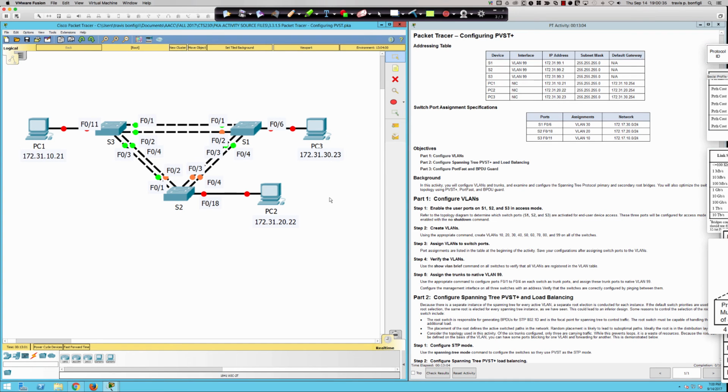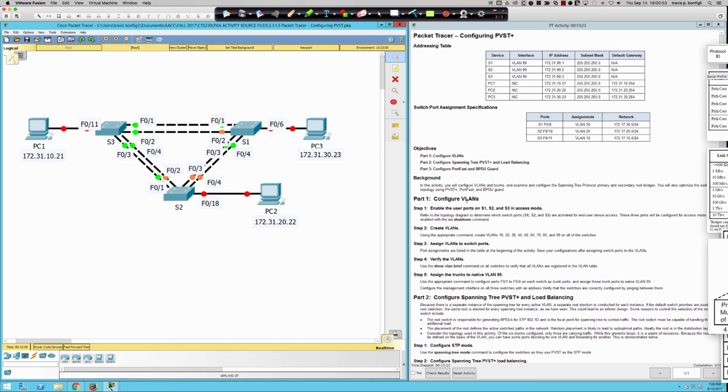As you can see, it's a very basic setup here. We've got 3 switches, switch 1, 2, and 3, and we're kind of set up in an access layer, distribution layer kind of topology here. We've got 3 PCs that we're going to be working with to bring online.